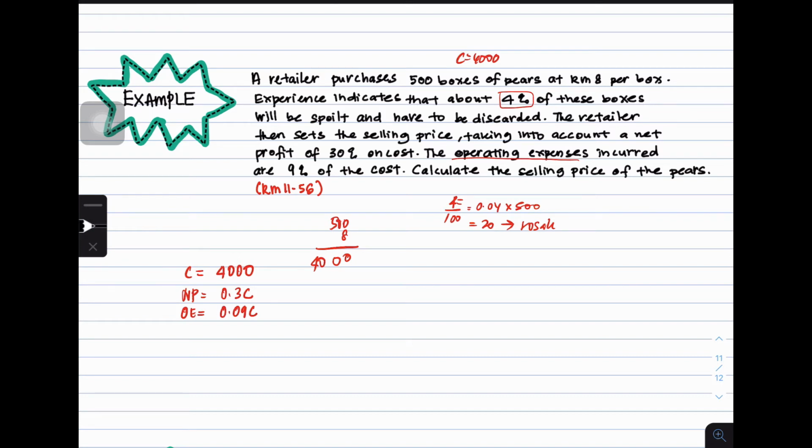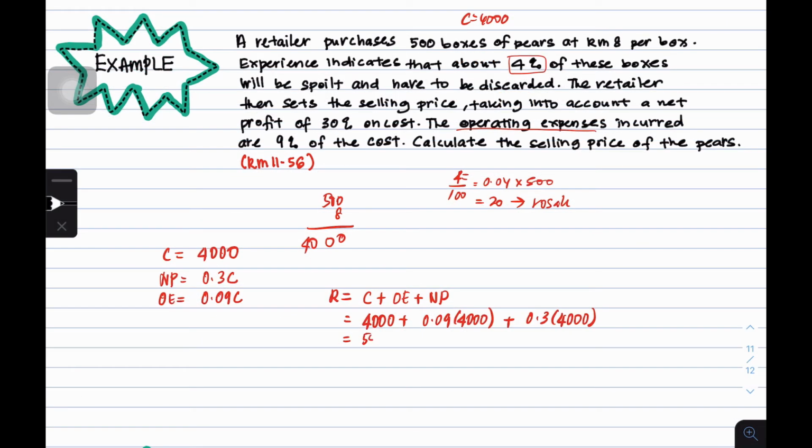Okay, so now the cost is 4,000. The selling price is the cost plus the operating expense plus the net profit. So the cost is 4,000. The operating expense is 0.09 of the cost, which is 4,000. And the net profit is 0.3 of cost, so 0.3 times 4,000. Okay, so this is the retail price. So let's calculate what the retail price is. Okay, the selling price is 5,560.